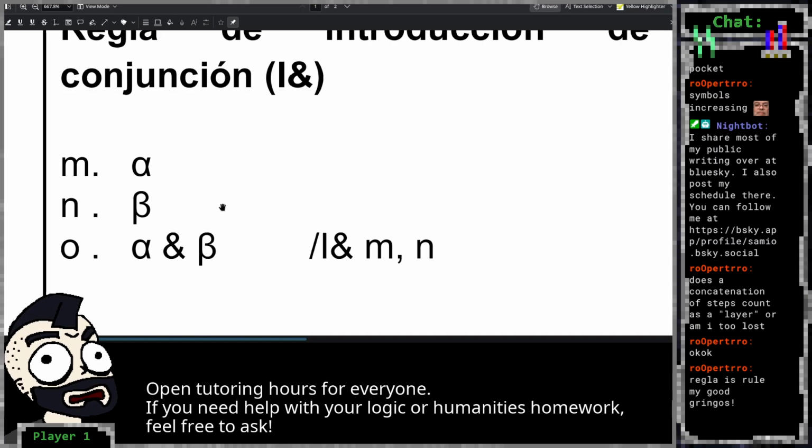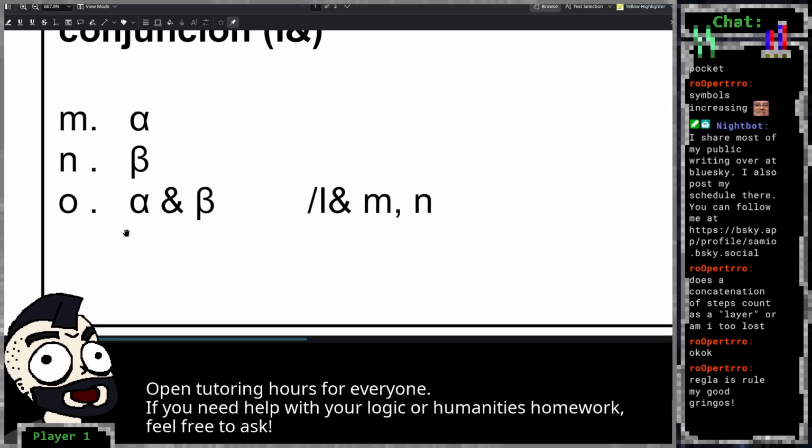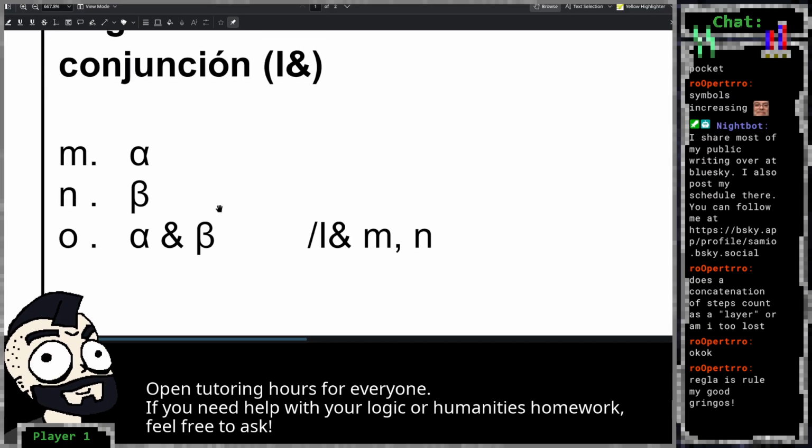So basically this rule tells us, if any two formulas are in the proof, then we can build the formula, the first formula and the second formula. That's it. Intuitively, this makes sense. If we have proven that A and we have proven that B, then we have also proven that A and B.